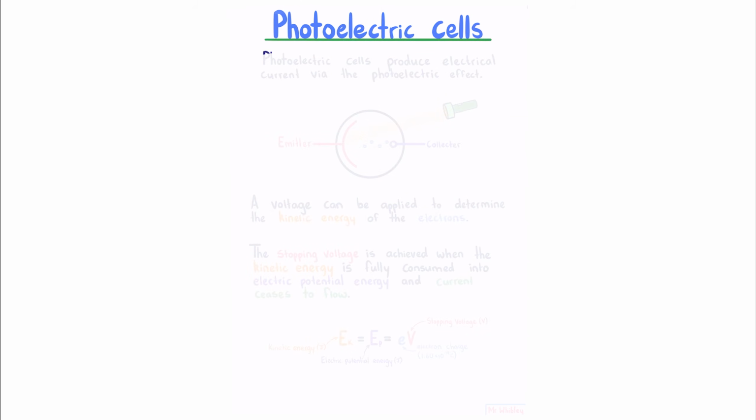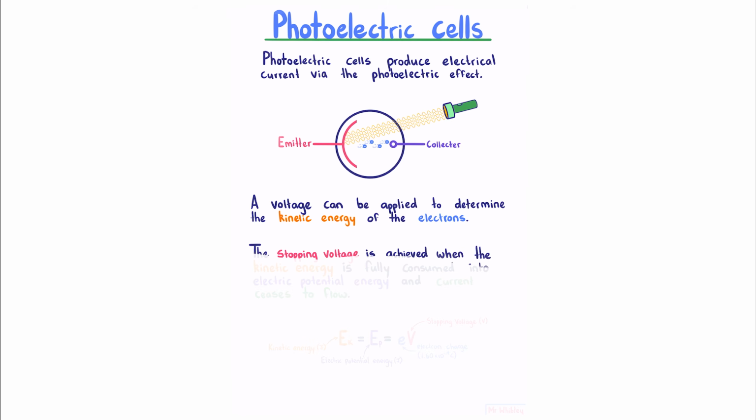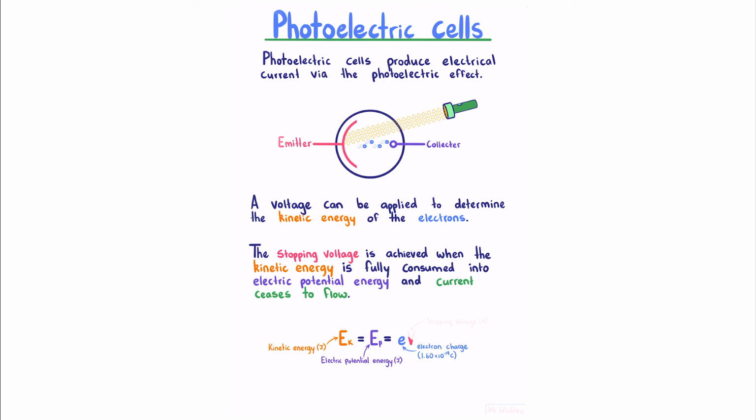Photoelectric cells. Photoelectric cells produce electrical current via the photoelectric effect. The cells consist of an emitter, upon which an incident light ejects electrons, which are collected by the collector. A voltage can be applied to determine the kinetic energy of the electrons. The stopping voltage is achieved when the kinetic energy is fully consumed into electric potential energy and current ceases to flow. This kinetic energy, equal to our electric potential energy, is equal to our electron charge multiplied by our stopping voltage.